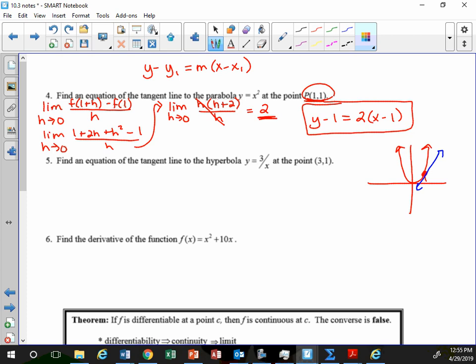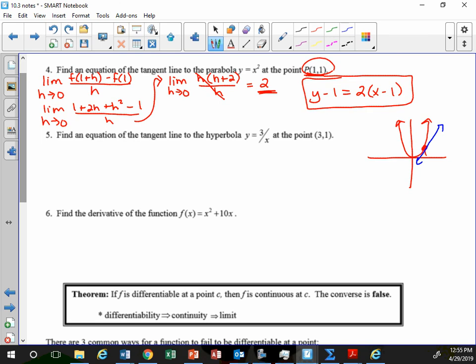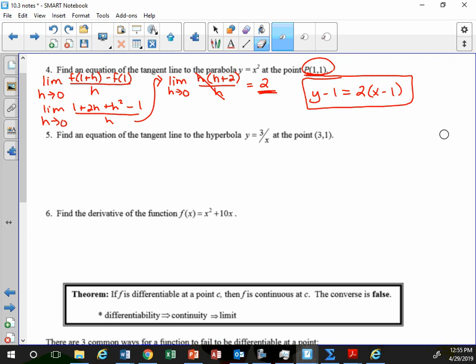Okay. All right, try 5. Is it always going to be that h goes to 0? Yes. Because the whole point is bringing those 2 points from the secant line close together, and they get close together when the distance between them is 0. Do you know what I'm talking about? Okay. All right, try 5 for me. So I have given you the equation, and I've given you the point. You are writing the equation of the tangent line again.